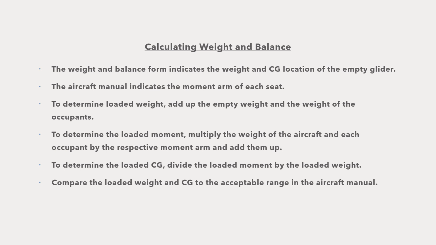To determine the loaded moment, we have to multiply the weight of the aircraft and each occupant by the respective moment arm. Then we add those up. To determine the CG location, we divide the moment by the loaded weight, and that gives us our CG location. And then we look in the aircraft manual to figure out if that is an acceptable CG location or not. I'll go through an example of this.